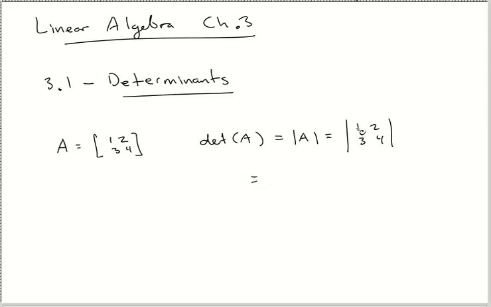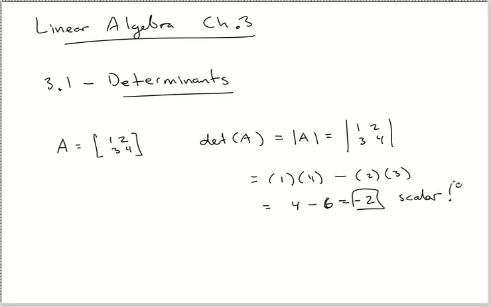And so what I'm going to do is 1 times the 4 minus 2 times the 3. When we get 4 minus 6, that is negative 2. Notice that I'm resulting in a scalar. It's a scalar answer. I take a whole matrix and I reduce it down to a single number, basically.